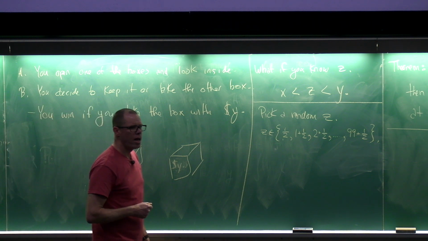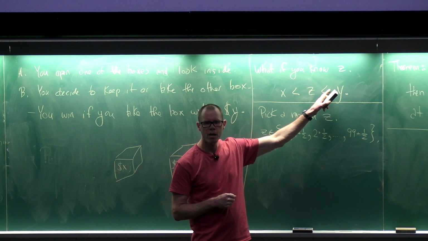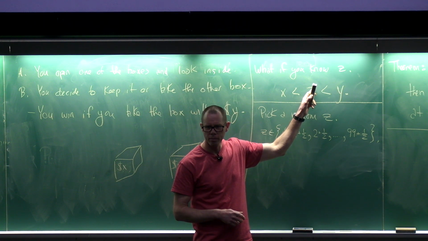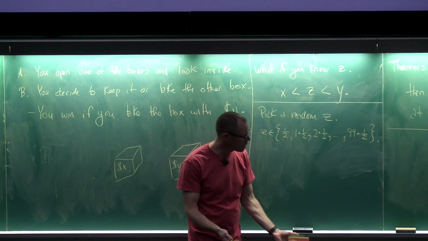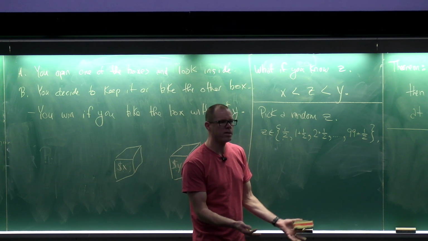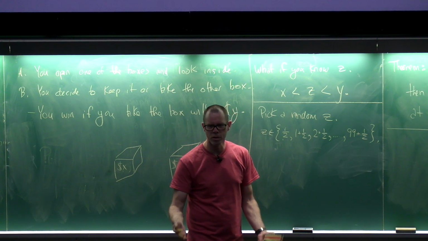So I'm going to pick that Z. I'm going to assume that it satisfies this, and then I'll just follow the rules assuming that. So I open the box, I look inside. Do I see more than Z dollars or less than Z dollars? If I see more, I keep it. If I see less, I switch to the other box.